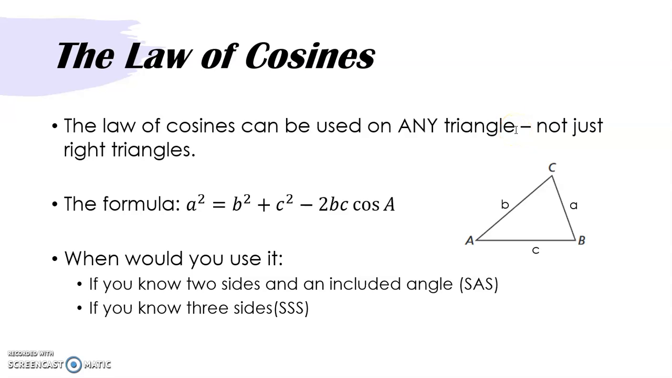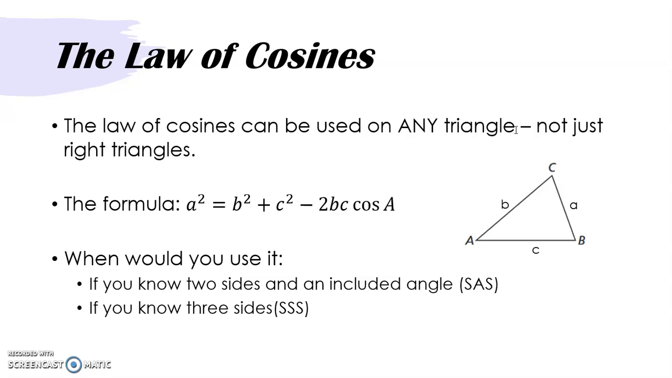And by the way, both of these laws could be used on right triangles, but it's actually much more complicated to use them. You should stick with using the normal sine, cosine, or tangent ratios for right triangles. These ones are pretty much used on any triangle that's not right.